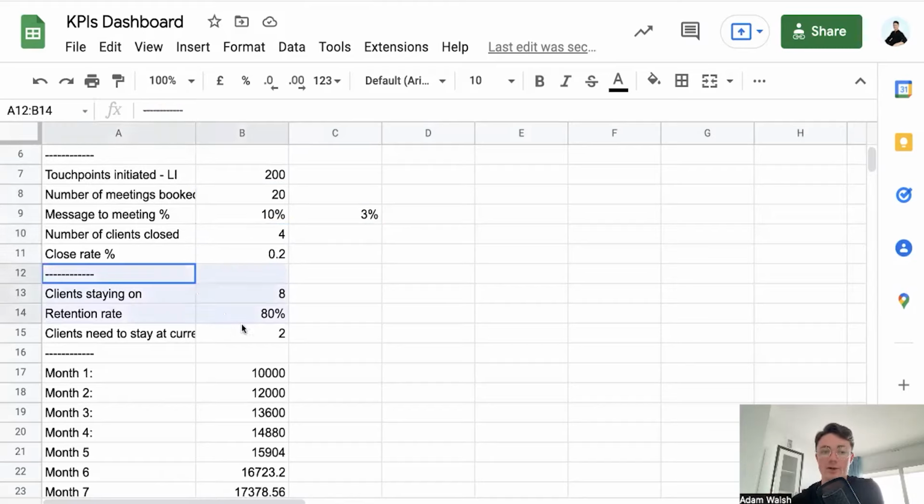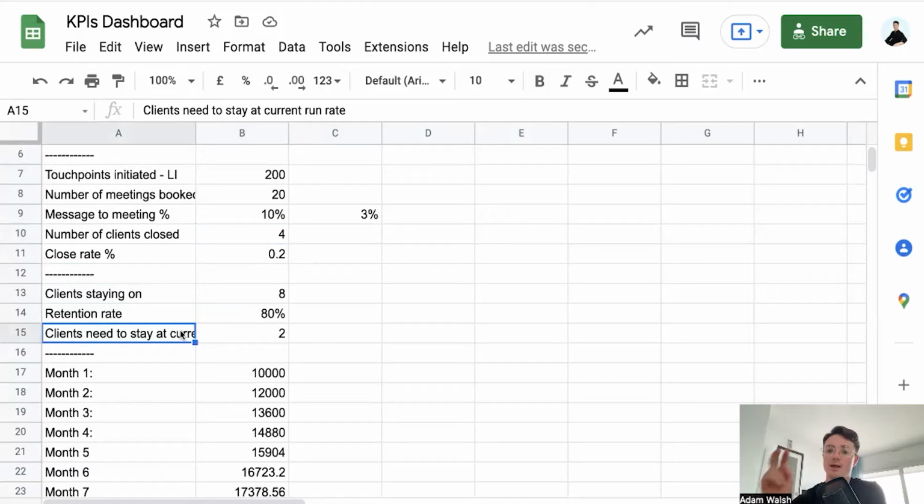Moving on, we're going to look at your internals. Okay. So each month you have 8 of those 10 clients staying with you, which means your retention rate is 80%. So the clients that you need to sign to stay at your current run rate is 2 clients every month. If you sign 2 clients every month, you should stay at 10K a month consistently, but you're not going to scale with those 2 clients. You're only going to scale if you bring on 3 clients or 4 clients or more.